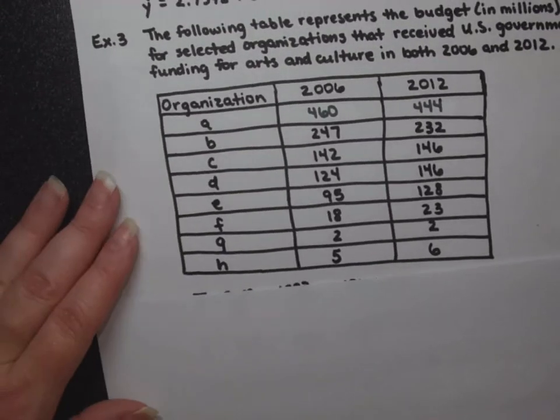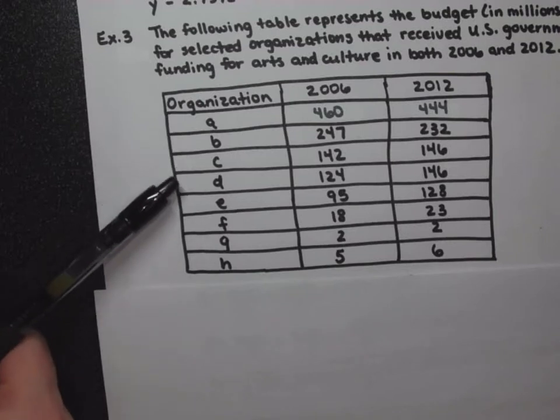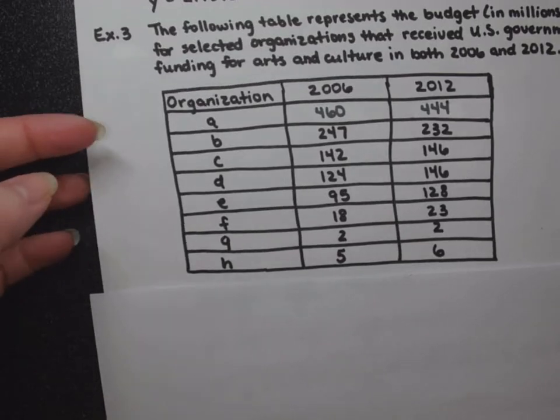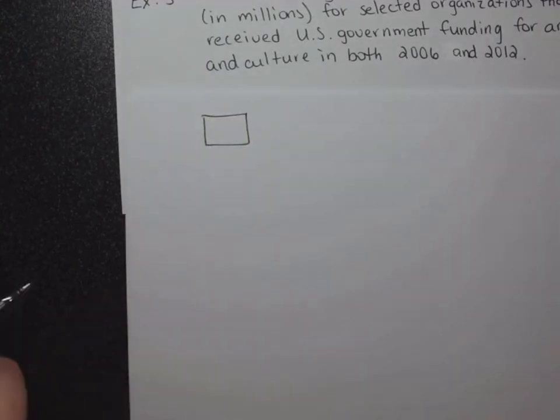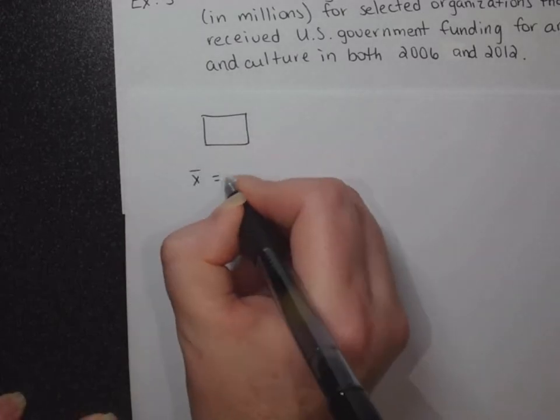Okay, so you are going to write out this table and you're going to pause the video. Notice we have 8 organizations and we're comparing, in millions of dollars, the amount they received in 2006 and 2012. So go ahead and write down that table. All right, so pause the video, but this is where the table went because I'm lazy that way. Actually, it's just that I already wrote it down and I don't want to do it again.